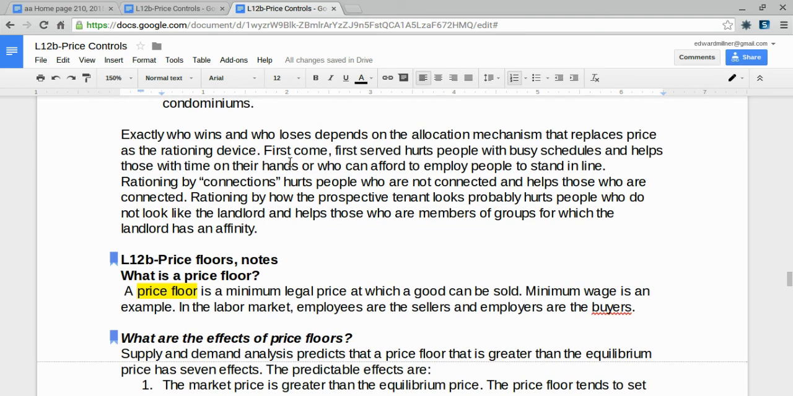Exactly who wins and loses depends upon the allocation mechanism that replaces price as the rationing device. First come, first served hurts people with busy schedules and helps those with time on their hands or who can afford to employ people to stand in line. Rationing by connections hurts people who are not connected and helps those who are connected. Rationing by how the prospective tenant looks probably hurts people who do not look like the landlord and helps those who are members of groups for which the landlord has an affinity.